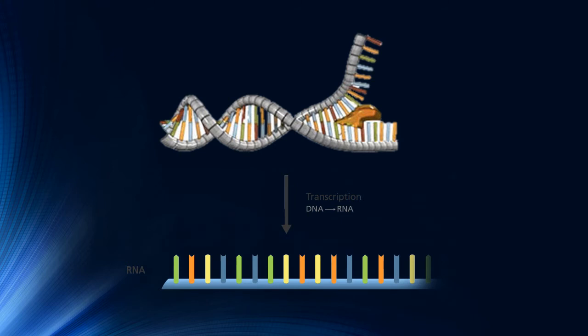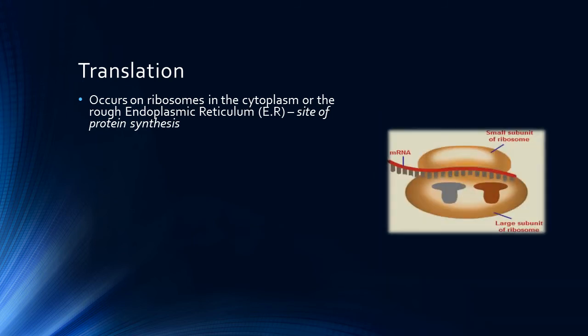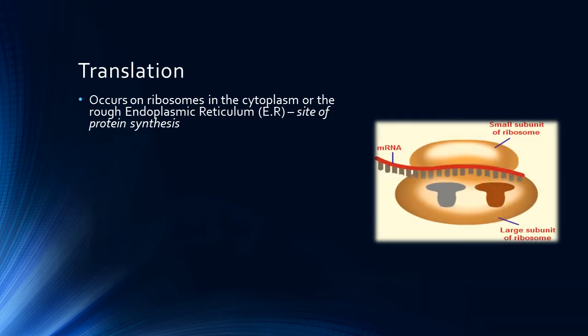The next process that is involved in protein synthesis is called translation. Translation occurs on the ribosomes, that are found freely in the cytoplasm, or they can be attached to the rough endoplasmic reticulum. Here is where protein synthesis really occurs. As the name suggests, translation is where the message from the mRNA is read and interpreted. When the messenger RNA is released from the nucleus, it will attach itself to a ribosome.